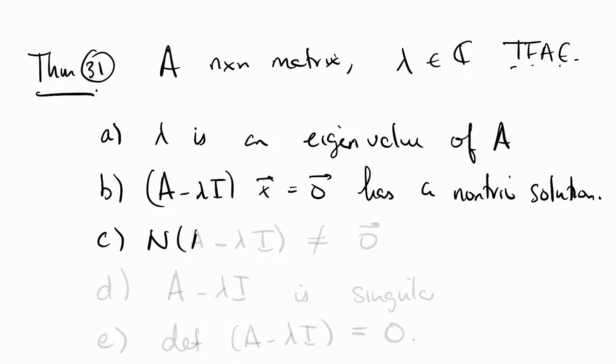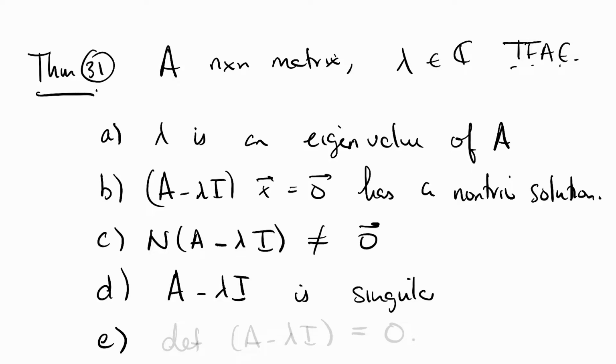C, the null space of A minus lambda I is not equal to the 0 vector. D, A minus lambda I as a matrix is singular. And E, the determinant of A minus lambda I is equal to 0. This we will not prove. This is already encapsulated in the proofs that we've had before. Think on these and try and understand how they're connected. Okay.